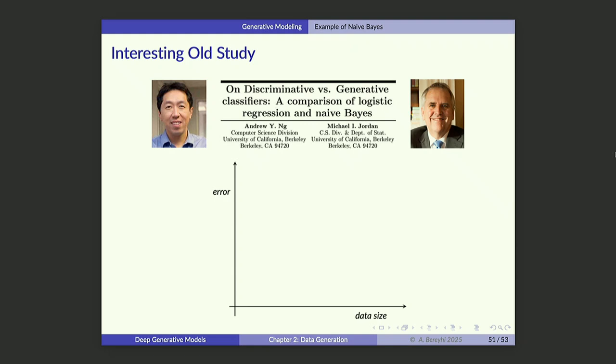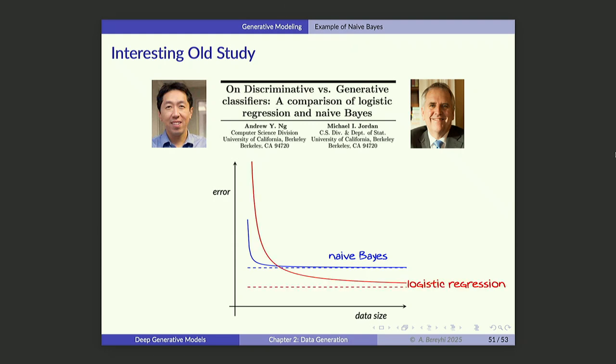What they could see was that naive Bayes has a kind of asymptotic limit. When you use naive Bayes, your error cannot go below something, but it gets there quickly. After a bit more data, you reach the limit you can get. But for the discriminative model, logistic regression, the limit is better, lower compared to naive Bayes.